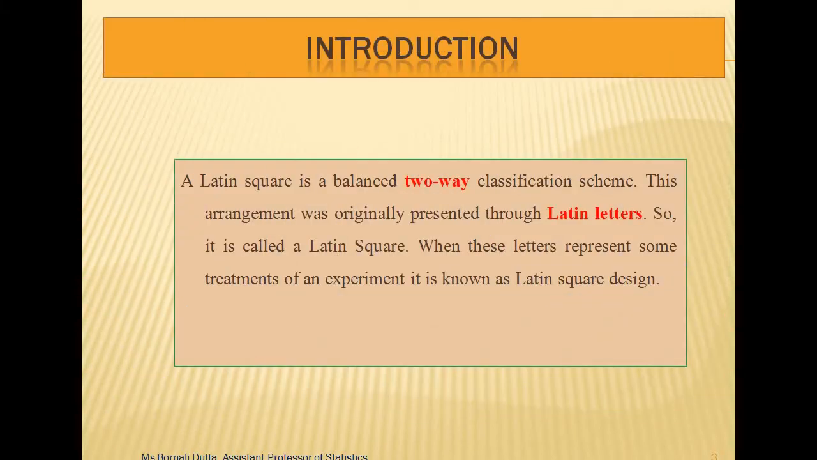A Latin square is a balanced two-way classification scheme. This arrangement was originally presented through Latin letters, so the design is called Latin square design. When these letters represent some treatments of an experiment, it is known as Latin square design.